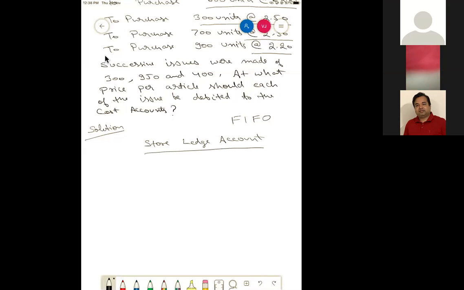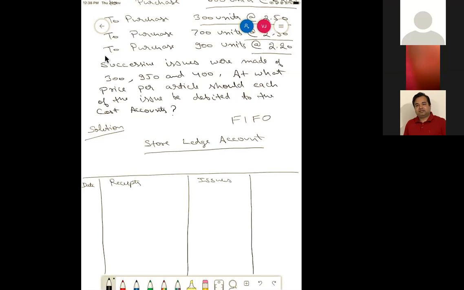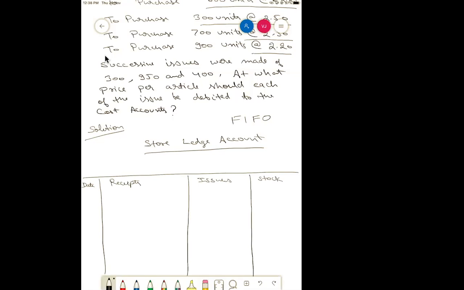Now I have told you what the format is. You make that format. On one side, what will you write? Date. Then we make 3 columns. One is of receipts. Second one is of issues. And at last we have got stock.